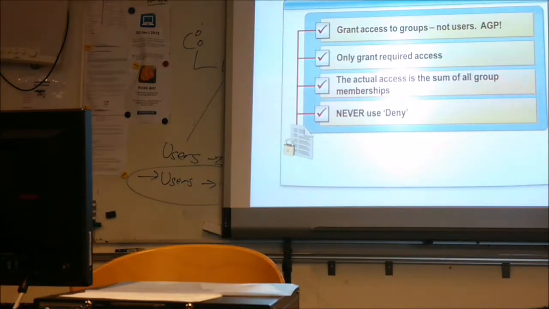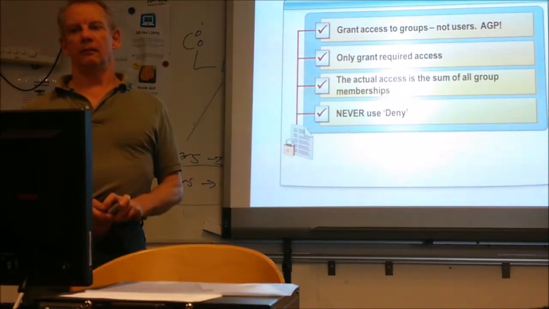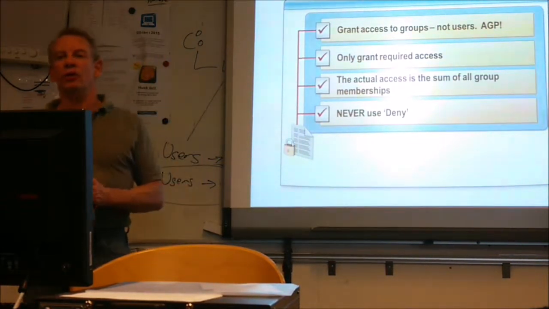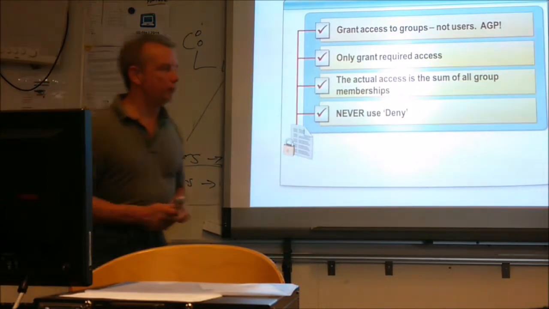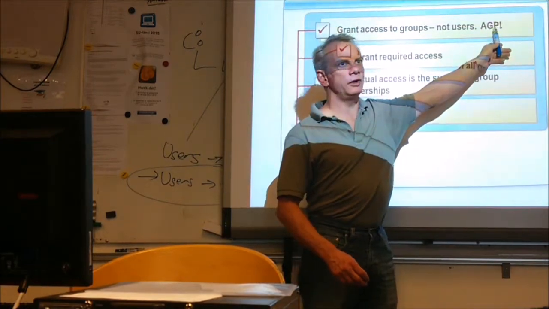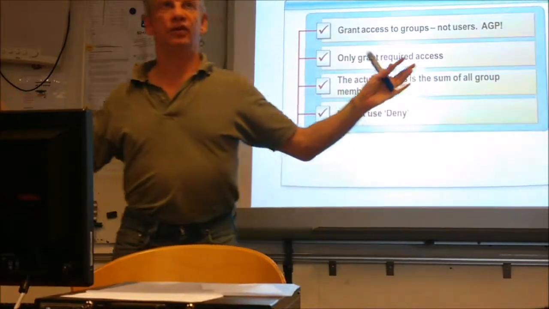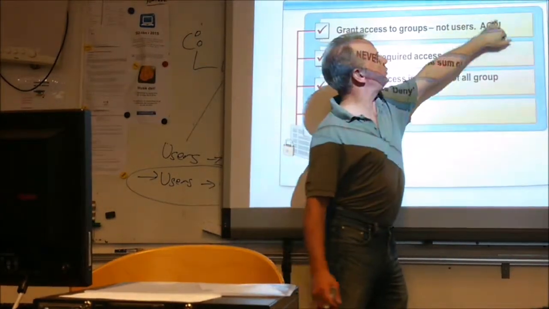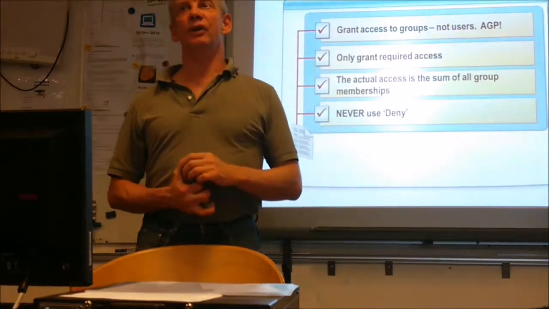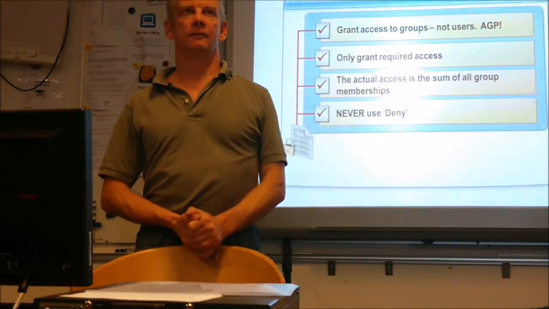One thing is, whenever you grant access to something, always do it to a group. Do not grant access to your users. That is called AGP. When you do permissions or setup, you use accounts, you use groups, you use permissions. You use the group between your accounts and your permissions. You do not give permissions, that is access to a file, directly to the user. Even if you only have one user that should have this access, make a group for them.